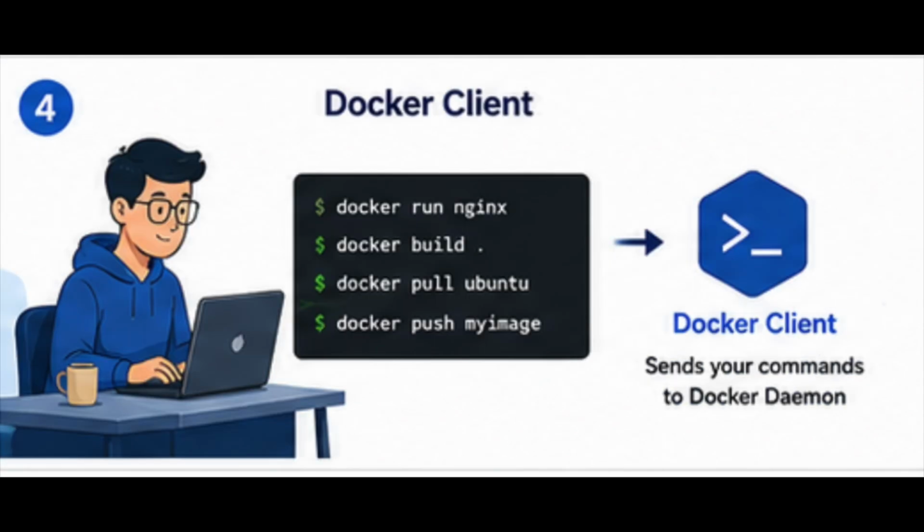The Docker client is what developers interact with. Whenever you type commands like docker run, docker build, docker pull, or docker push, you are actually communicating with the Docker client. Think of it as a messenger. The client itself doesn't create containers. Instead, it forwards your request to another component called the Docker daemon. The client can communicate with a local Docker daemon running on your laptop or even a remote Docker server.